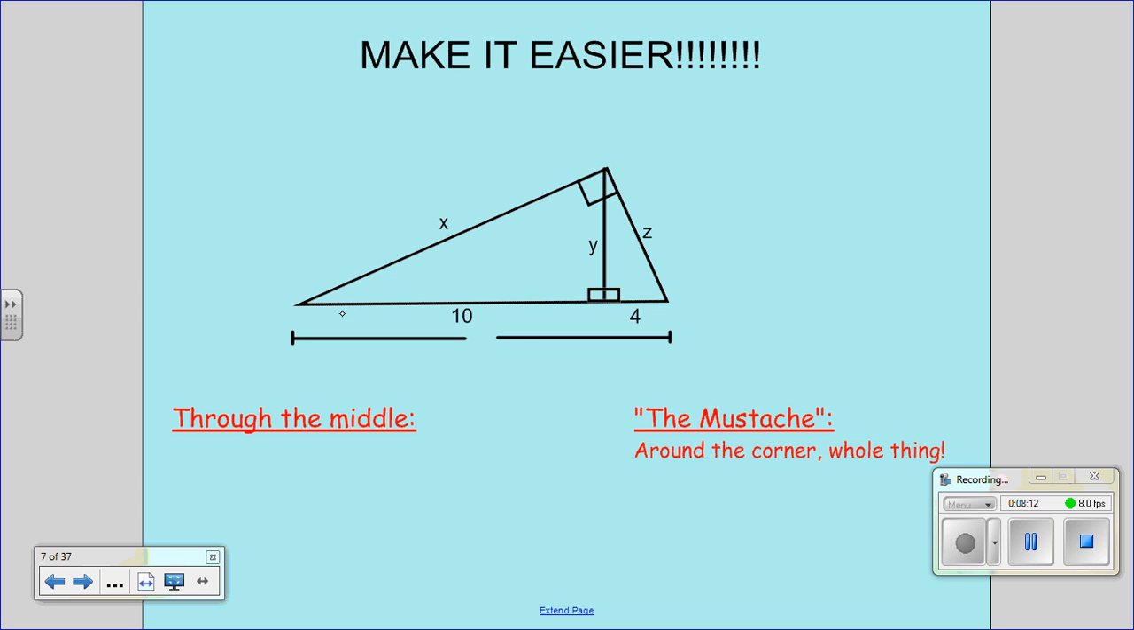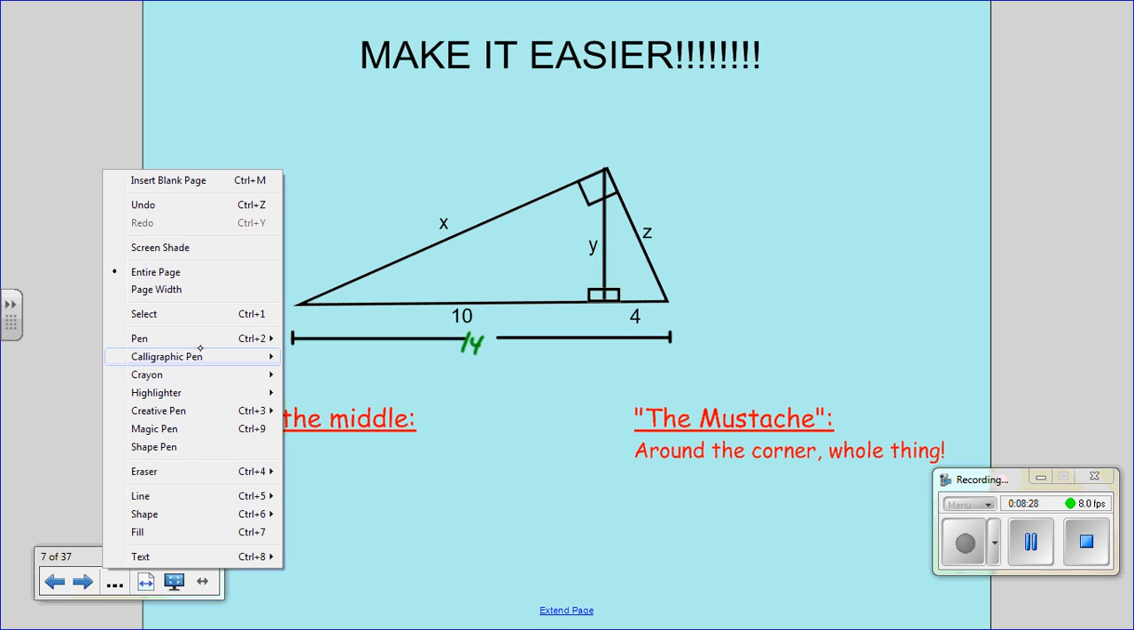First things first, make sure you get the total length of the longest side of the largest triangle. So that means take the 10 and the 4, add them together, so that's 14. Through the middle works as follows.